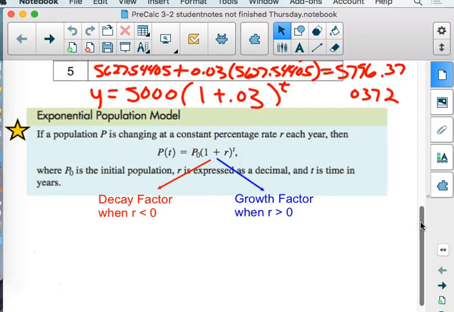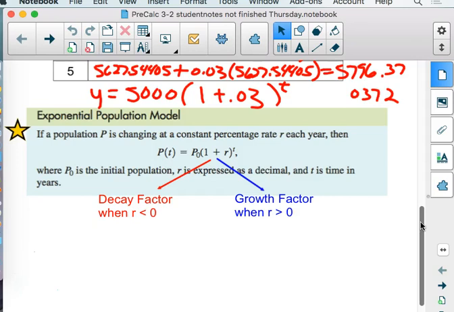And this is strictly for population, whereas our y equals a times 1 plus r to the t was for any situation where you had that constant percentage growth rate. It's the same thing, just thinking in terms of people, or actually any number of things. If a population P is changing at a constant percentage rate r each year, then we can use this formula. P of t, standing for population, equals P sub 0, that little sub-zero means initial population. What did it start at?